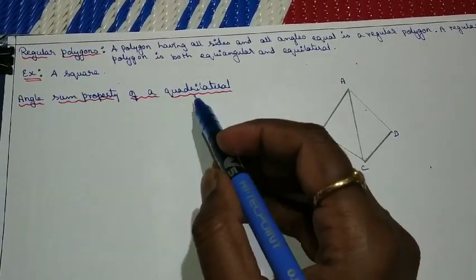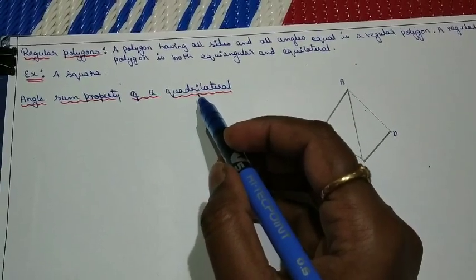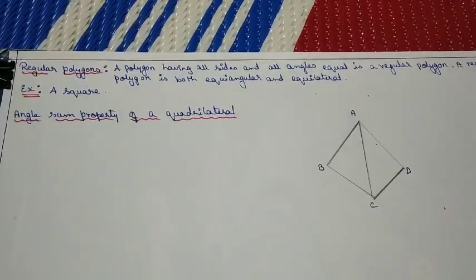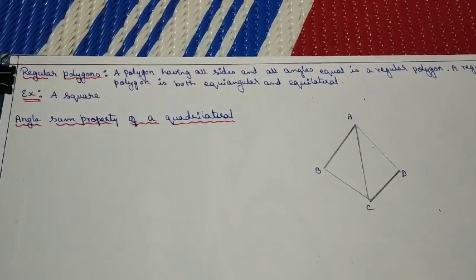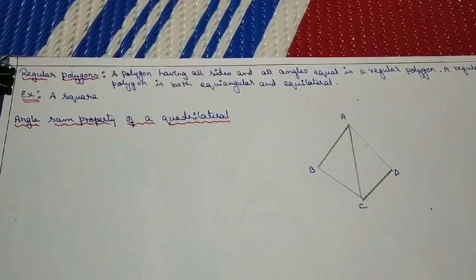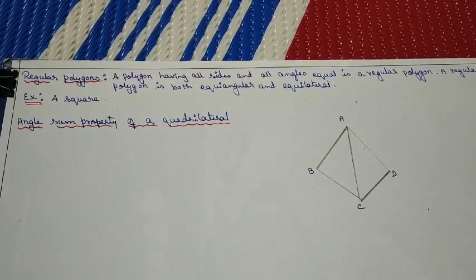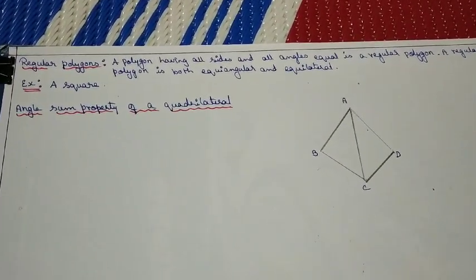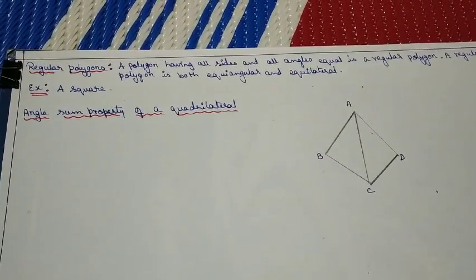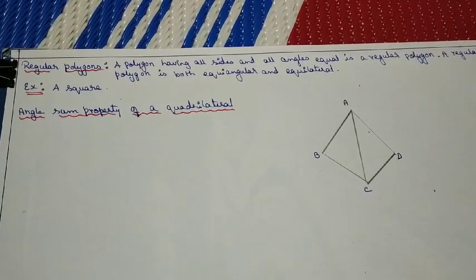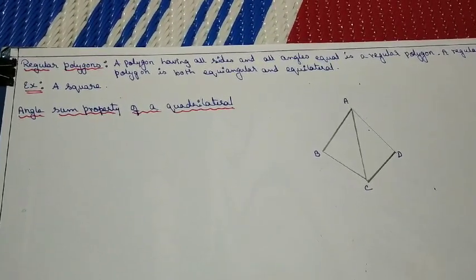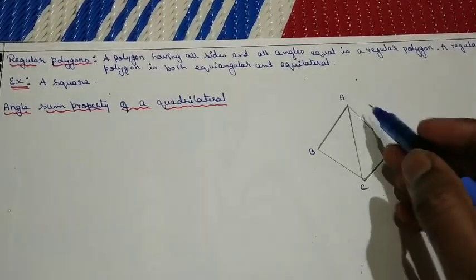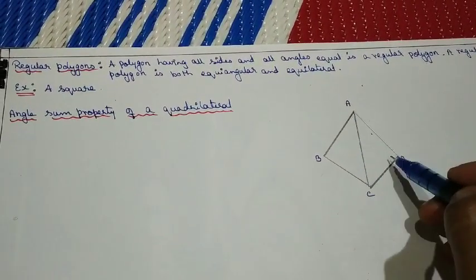But before that, let us recall the definition of a quadrilateral. What is the definition of a quadrilateral? A quadrilateral is a simple closed convex polygon made up of 4 line segments. Let me recall the definition of a quadrilateral: a simple closed convex polygon made up of only line segments, or a closed figure with 4 line segments.